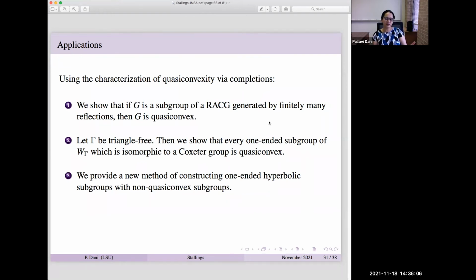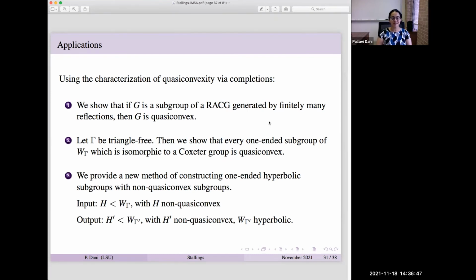And there are many examples out there of such non-quasi-convex subgroups of hyperbolic groups, but they're all basically coming from two types of constructions. One is that they're kernels of certain homomorphisms, and the other is that they're HNN extensions constructed in such a way that the vertex group in the HNN extension is distorted. So there are two methods that have been used for a long time to construct such subgroups. And this method of using completions to detect non-quasi-convexity gives a totally brand new way of constructing non-quasi-convex subgroups of hyperbolic groups.